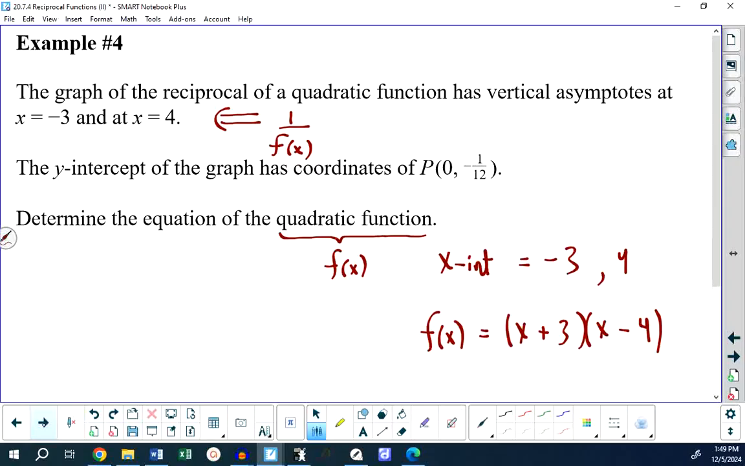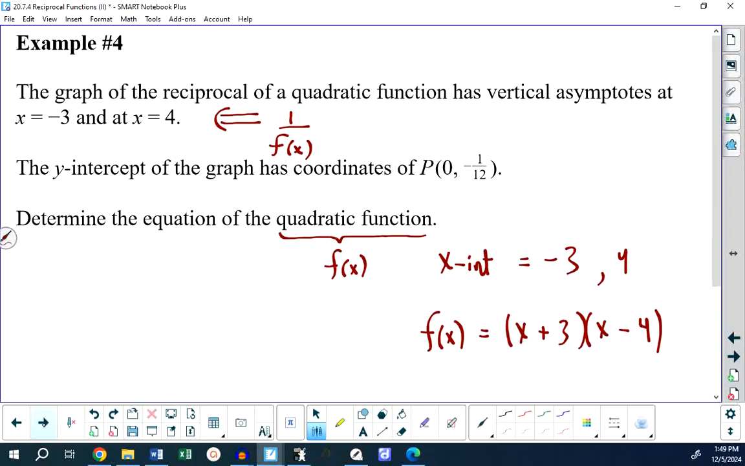I have a question for you, and it's a bit of a vague question. I get that. The question is quite clear, but where I'm going with it is vague. Is that the answer to the question? Is this the equation of the quadratic function? It turns out it is.